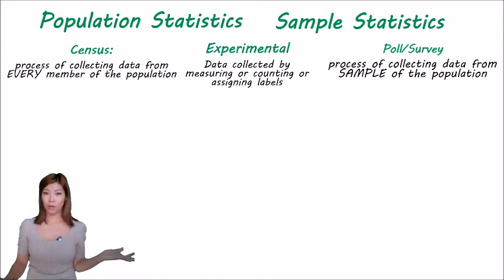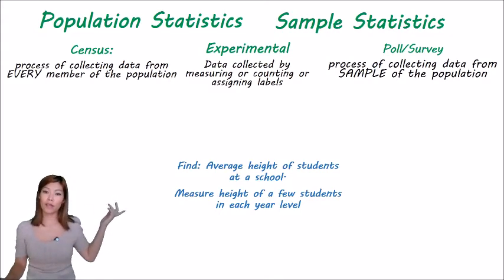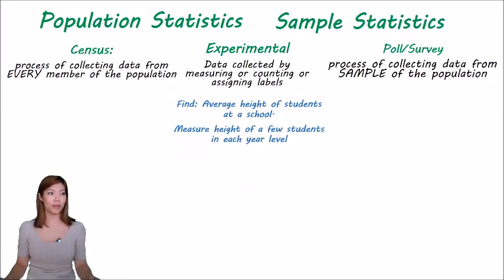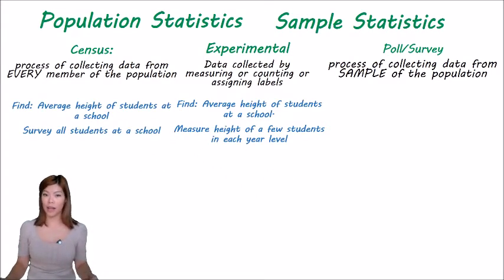Let's look at a few examples and see which category they belong to. Let's say I wanted to find the average height of students at a school, and I measured the height of a few students from each year level. Which of the 3 categories do you think it belongs to? Well, I've measured the students, so that is experimental data. What about if I wanted to find the same thing, but this time I surveyed all the students at the school? That's census, when I ask every member of the population.